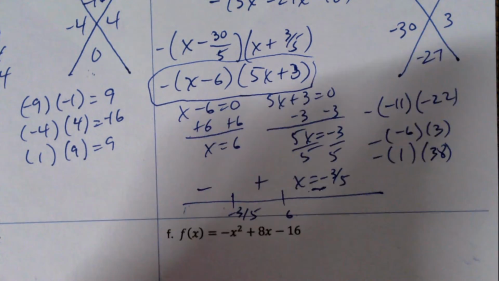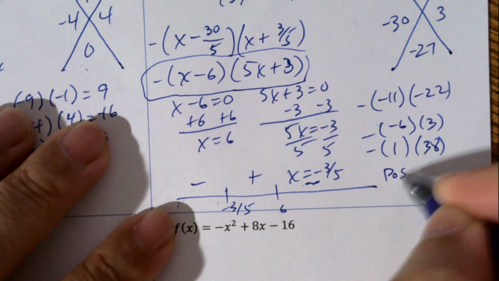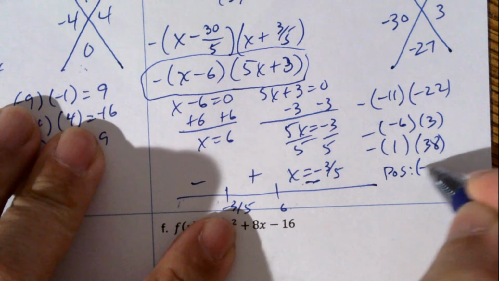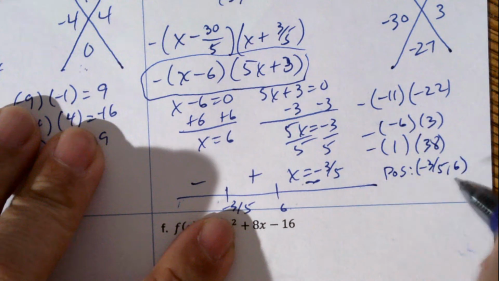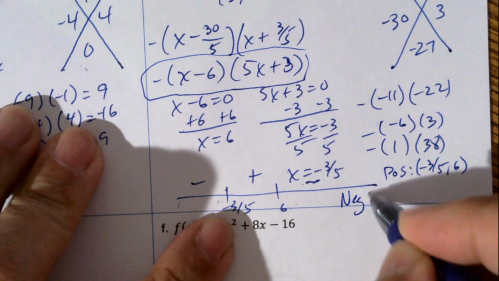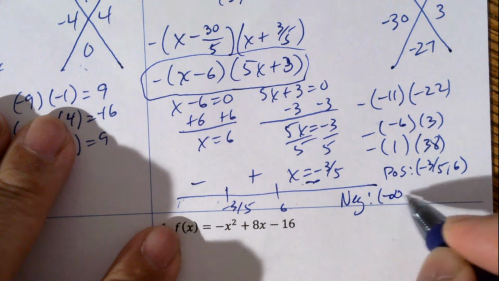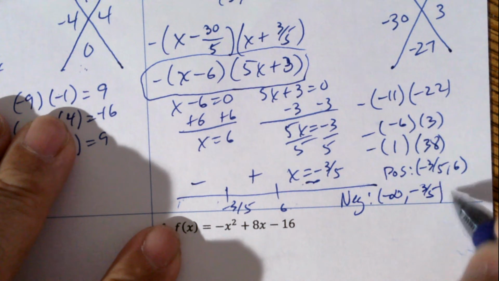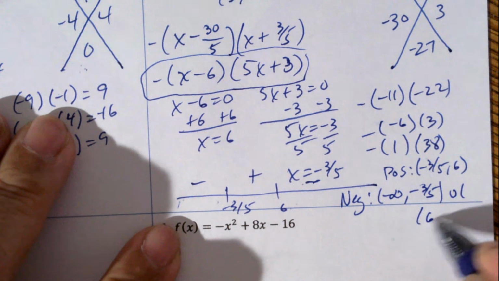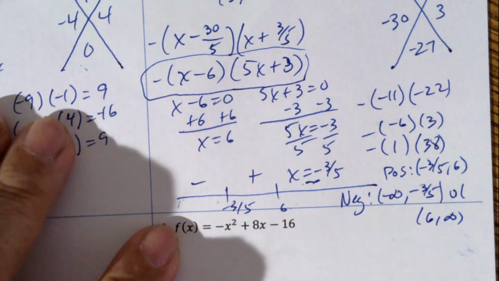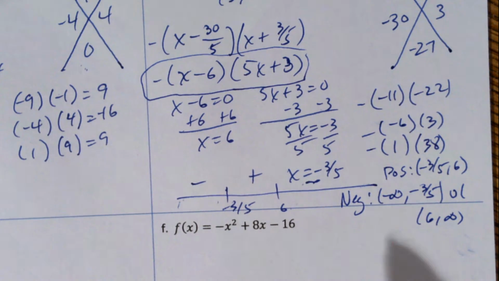Okay, so it's positive only in the middle this time, so it's negative 3/5 to 6. And it's negative on the ends, so it's negative infinity to negative 3/5 and 6 to infinity. So those are our intervals. All right, example E.